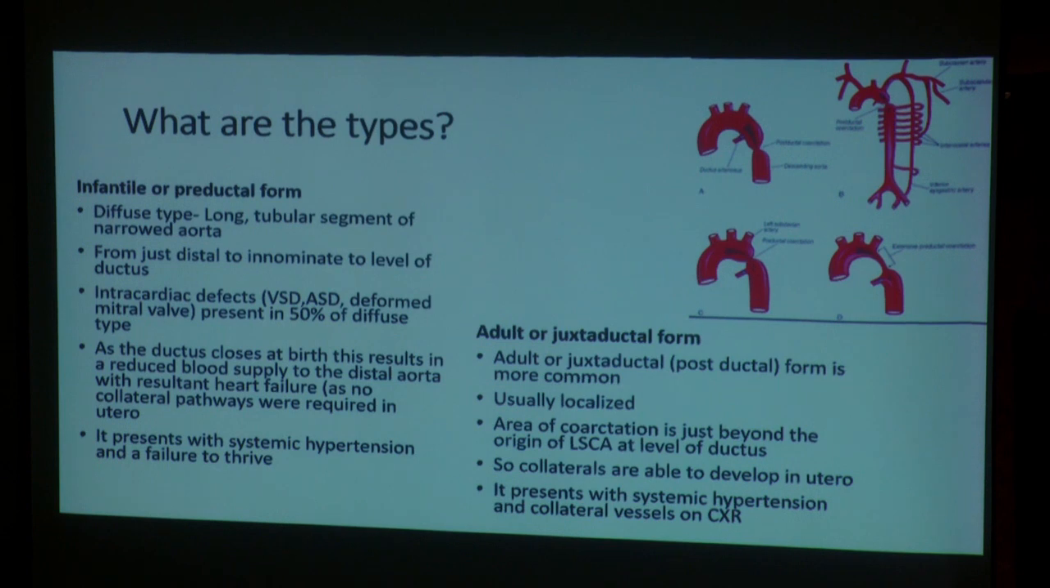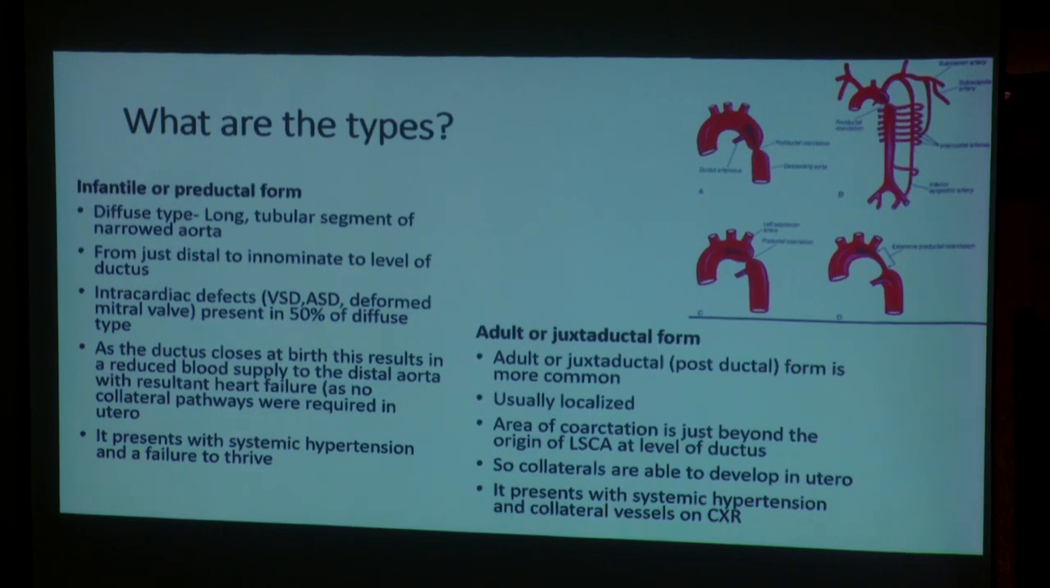When do the collaterals form? After the birth or before the birth? We don't see rib notching in infancy or in less than 5 years, but when do the collaterals start to form? Collaterals start to form in utero.